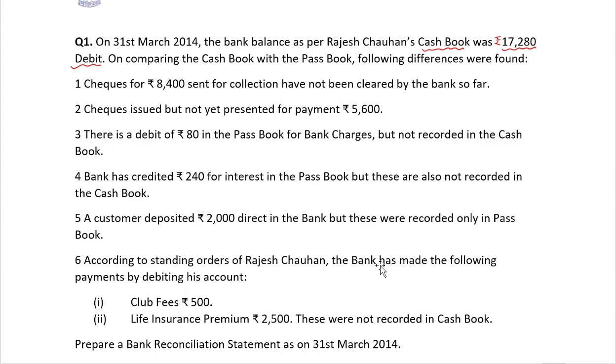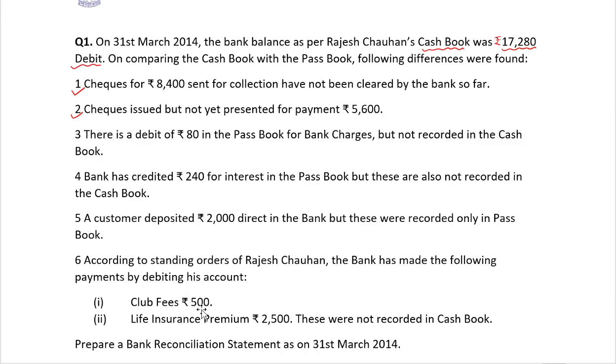First, a check for 8,400 sent for collection has not been cleared by the bank. That means a check we had sent for collection, we had added it to the cash book, but the banker has not yet cleared it, so the entry would not be reflecting in the bank. This is first.